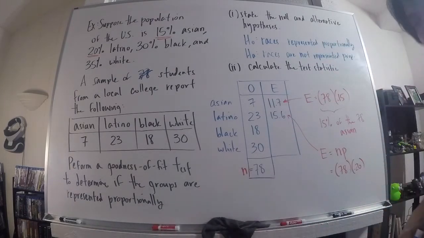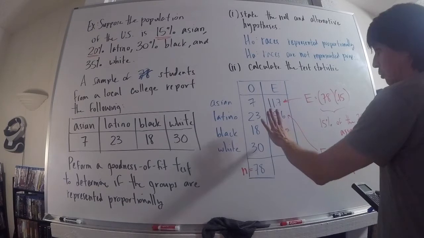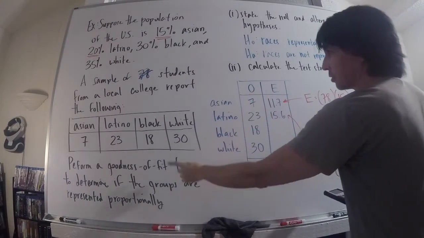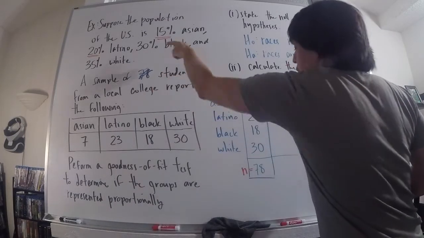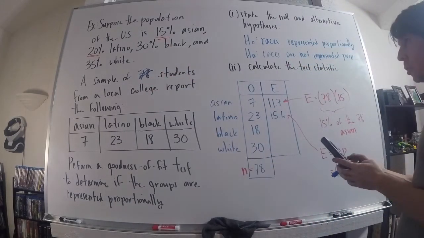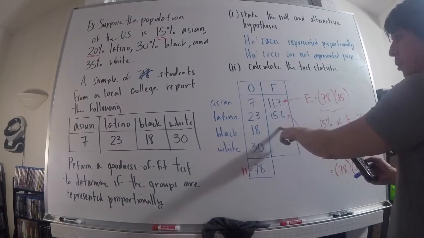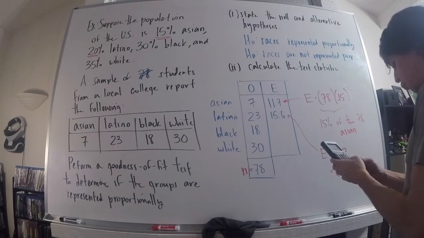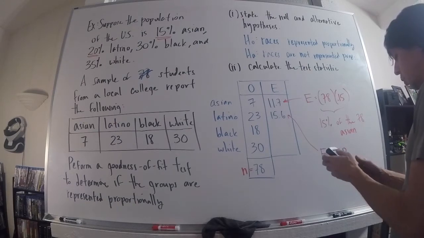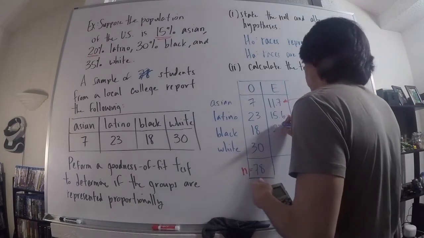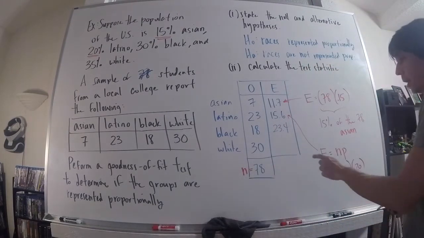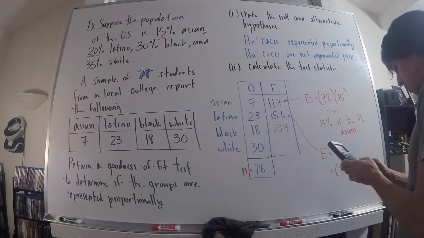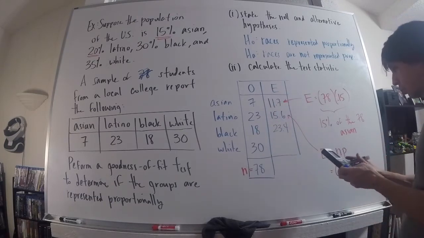All right. I'm going to do the remaining categories real quick. It's unrelated to this, by the way, so you can completely ignore that. This is purely based on the 78, breaking down that 78 students by those percentages. Okay, so I expect 30% of my 78 to be black. 78 times 0.3, 23.4. And I expect 35% of my 78 to be white. 78 times 0.35, and I got 27.3.